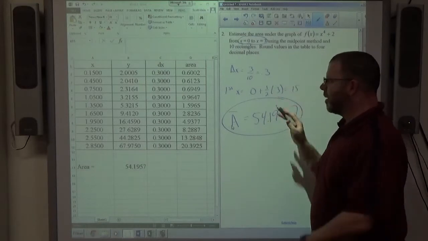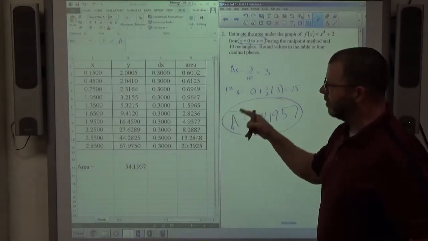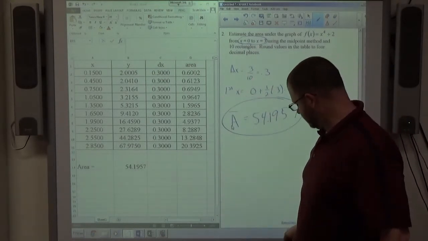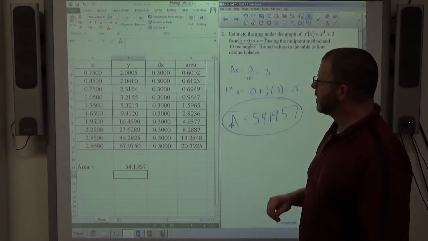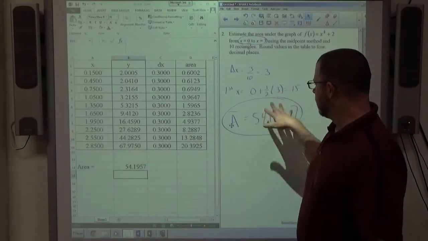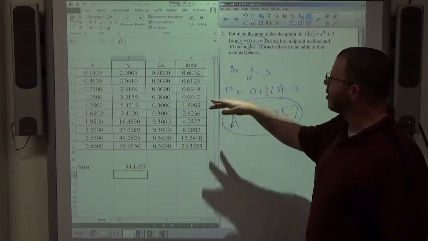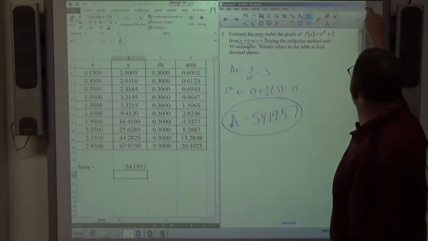So again, I'd expect to see that on your paper. Copy or make a printout of that and staple to your test. This is just for partial credit purposes. If you have the right answer here, then, I mean, obviously all that stuff should be right. But do attach it just in case.